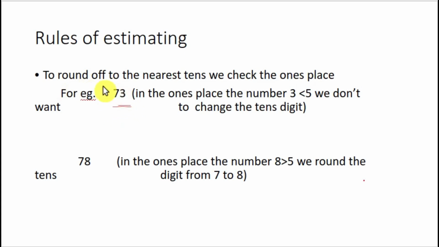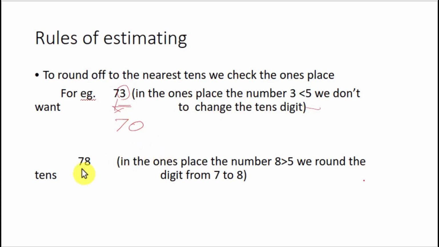Next, rules of estimating. For example, the number 73. We have to round off to the nearest tens. We have to check the ones place. Here, 3 is in the ones place. The 3 is less than 5, so we don't change the tens digit. So, 73 rounds off to 70.